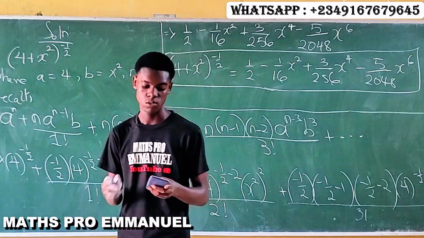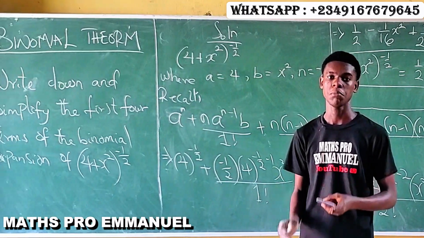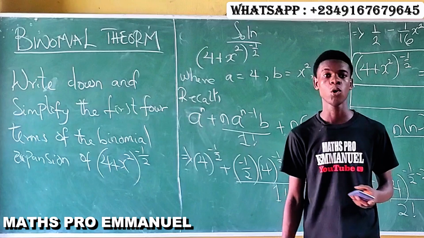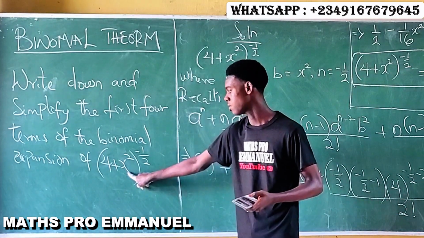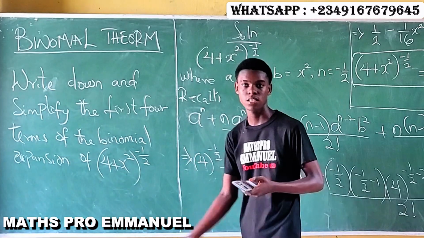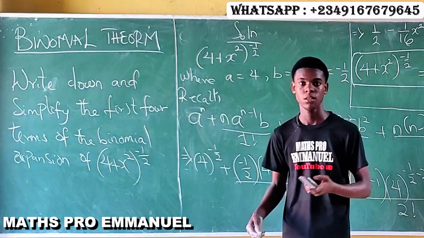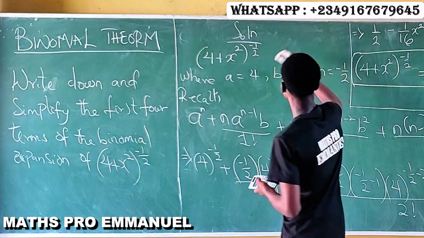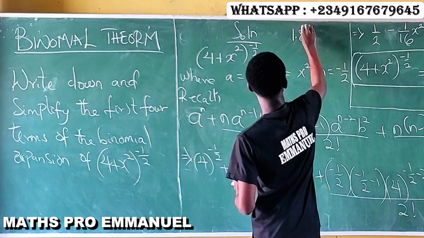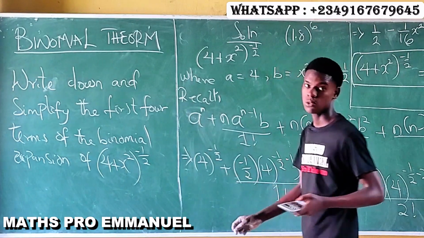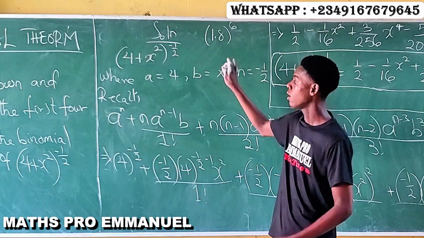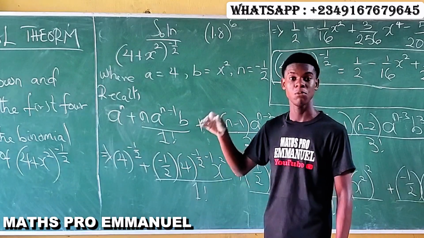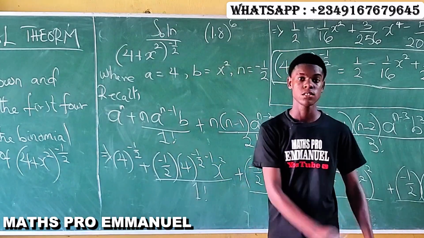We'll be solving one last question and then we'll end the series on binomial theorem. That one will be involving numbers. We'll not be having variables again. Let me just give you a hint. Let's say we are asked to expand 1.8 all raised to the power of 6. You're not going to punch it directly, but we'll be using the binomial theorem to expand 1.8 all raised to the power of 6.